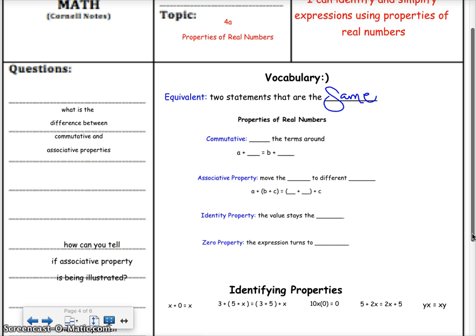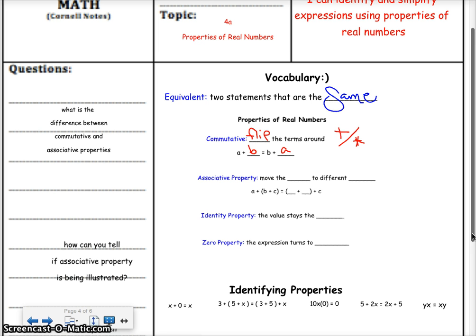So the first one is commutative property. Commutative property is just flipping the terms around. If you look at the front of your note packet, I even had that. I know Miss Nini has the cute little flip-flops for commutative property. It's just flipping the terms around. So A plus B would equal, flip it, B plus A. They are equivalent. They mean the same thing. This works for addition and multiplication. You can flip things around all day long with addition and multiplication.